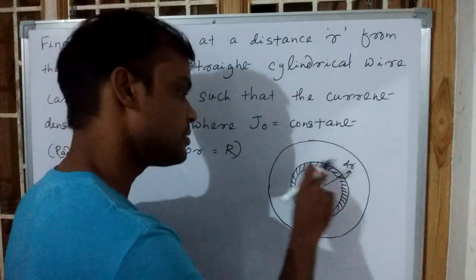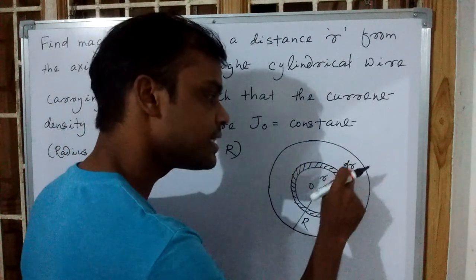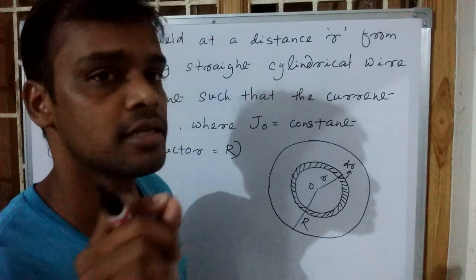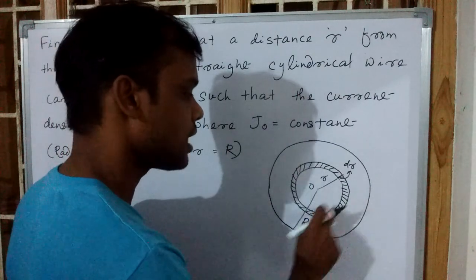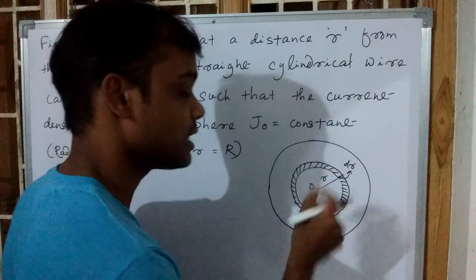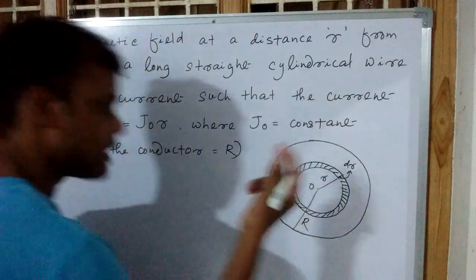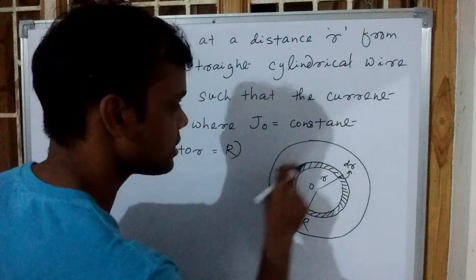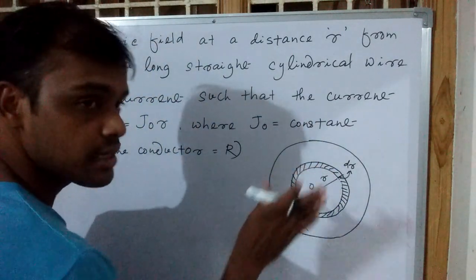This ring is of radius r and its width is dr. This dr, you know, is a very small, infinitesimal quantity. That's why don't consider that it has some large width. You can consider it to be only a single line also. Now that means we can say that this is a simple loop. Now current is in this direction.